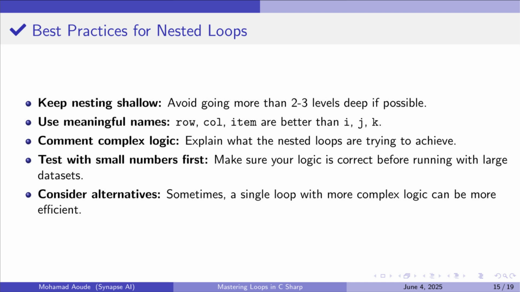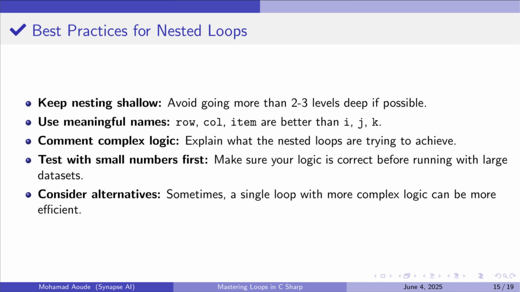To keep your nested loops manageable and efficient, keep nesting shallow, avoid more than 2 or 3 levels deep if possible. Use meaningful names. Variables like row and col are clearer than i and j when loops are nested. Comment complex logic. Explain the purpose of each loop, especially if conditions inside are subtle.